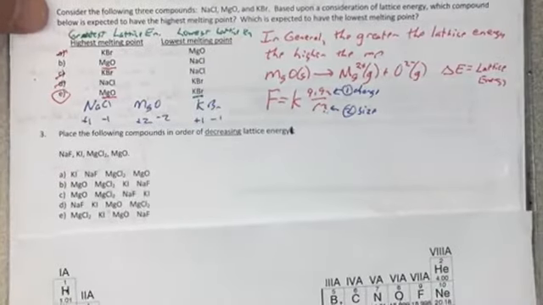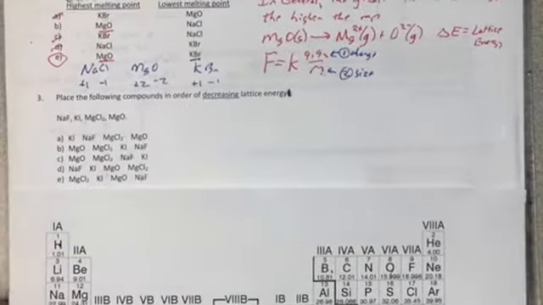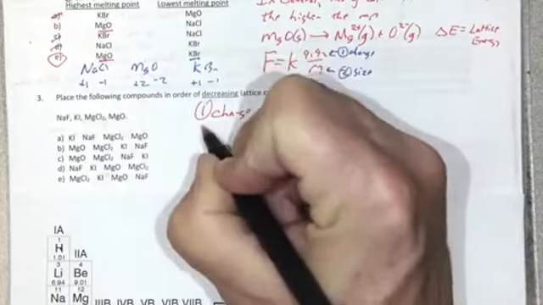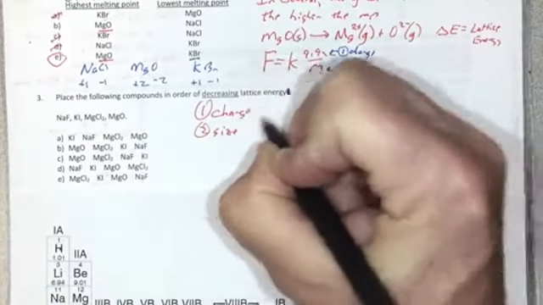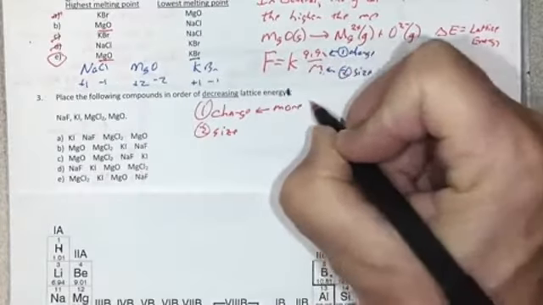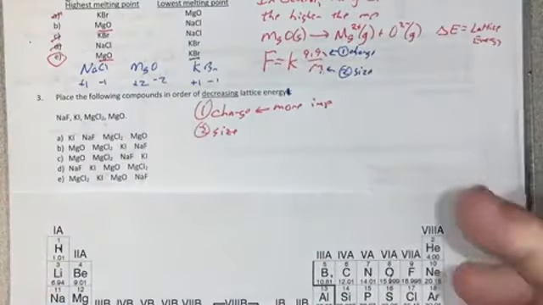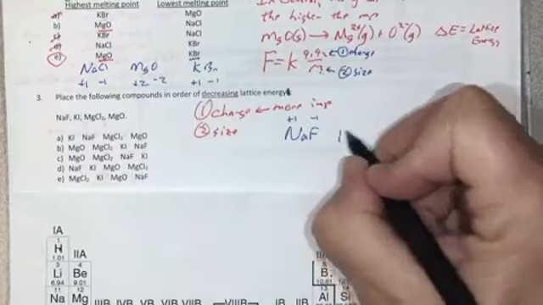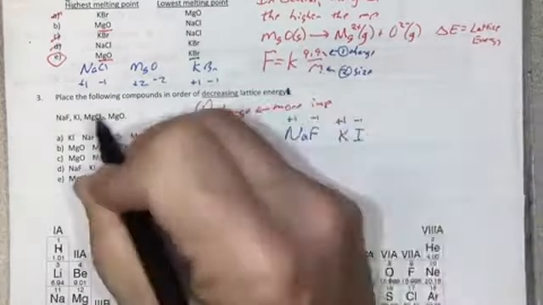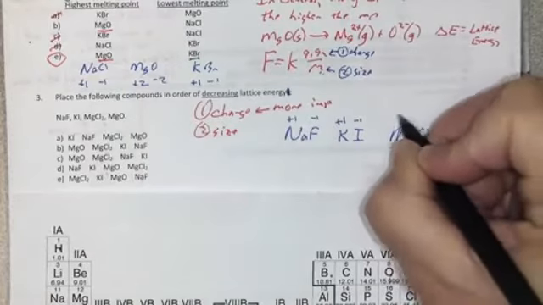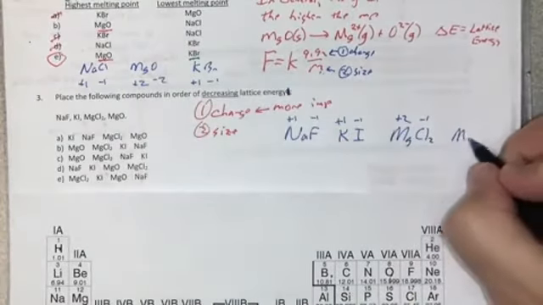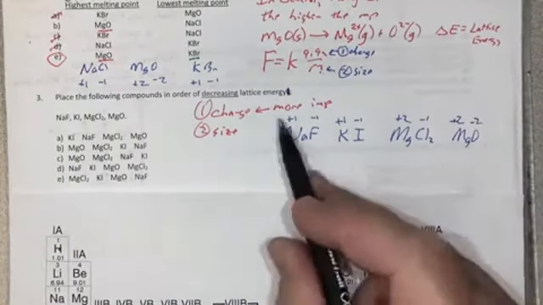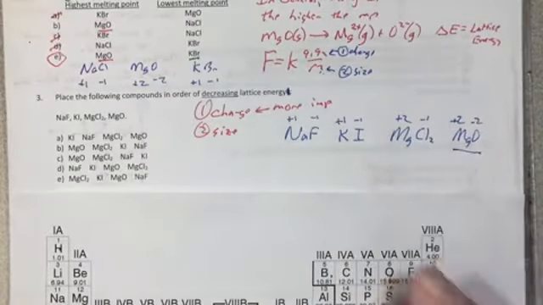Question number 3. Let's place these compounds in order of decreasing lattice energy. So once again, we're going to consider charge and size. And charge is always more important, so we'll start with the charge. Okay, so as we compare sodium fluoride, this is +1, -1. Potassium iodide is +1, -1. Magnesium chloride is +2, -1, and magnesium oxide is +2, -2. So as we look at this, we always start with charge because it's more important. Magnesium oxide has the greatest lattice energy.